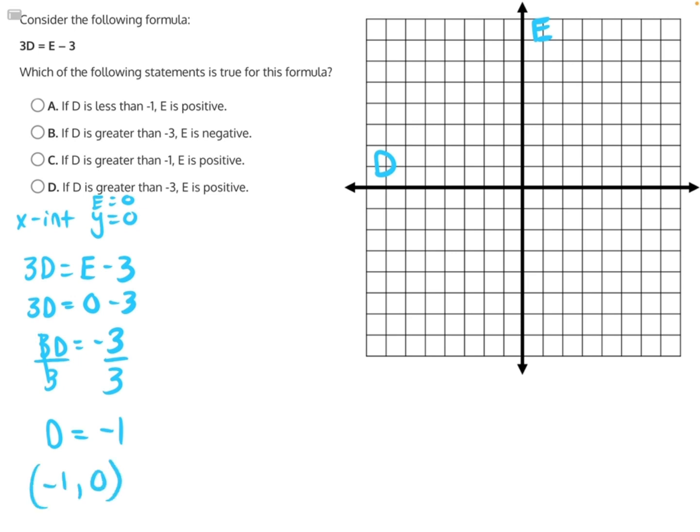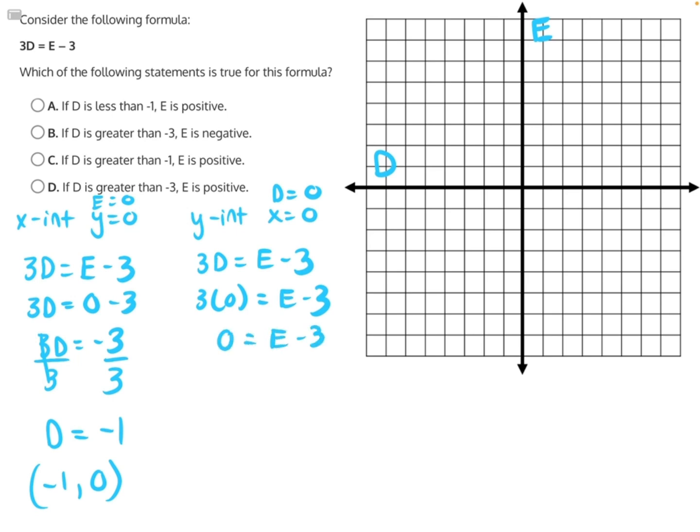And then let's get our y-intercept, or where x equals 0. In this case, D equals 0. We'll rewrite our equation and then substitute in 0 for D to solve for E. 3 times 0 will give us 0 equals E minus 3. Then opposite operations, we can add 3 to both sides. This will cancel, leaving us with 3 equals E. So our final coordinate point would be 0, comma 3.